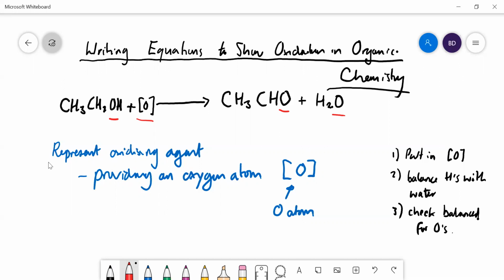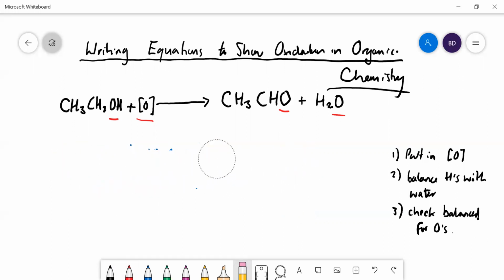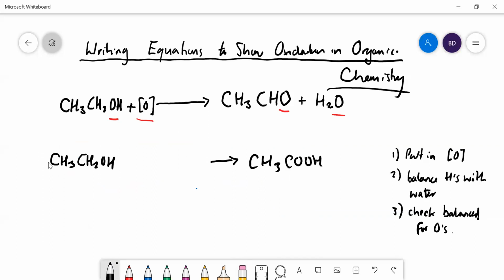Let's do another one. Let's have ethanol going to ethanoic acid this time. So CH3CH2OH goes to ethanoic acid, which is CH3COOH. Okay, so put in the oxygen. Let's put one in there.